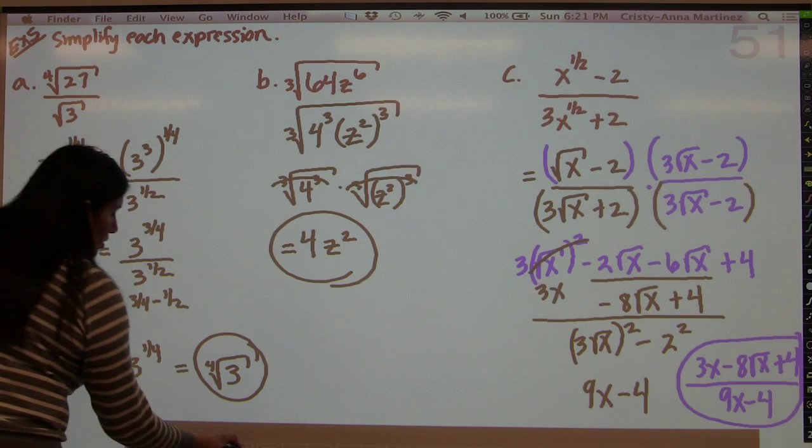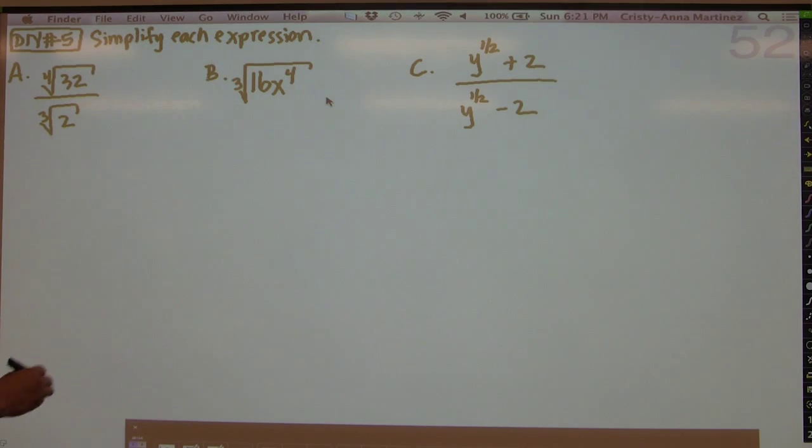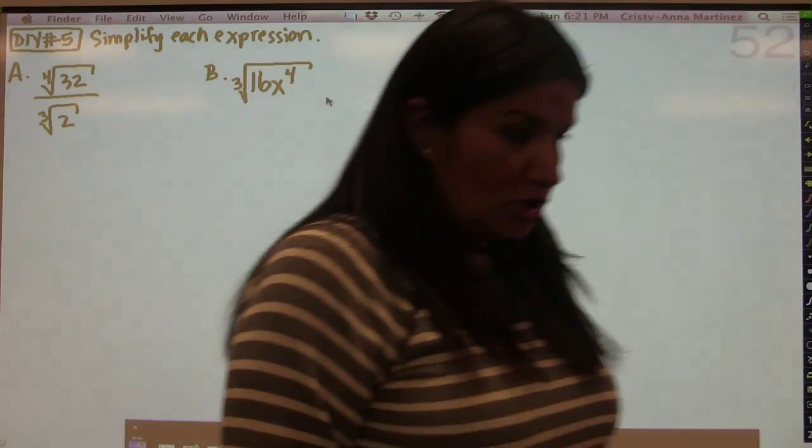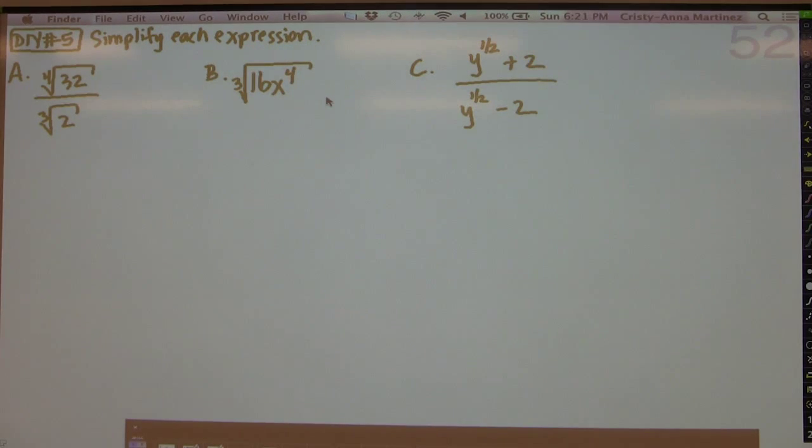Alrighty, so now you will have a chance to do these 3 examples as part of this do-it-yourself number 5 question. And once you have completed this question, you will have completed your notes for this lesson.